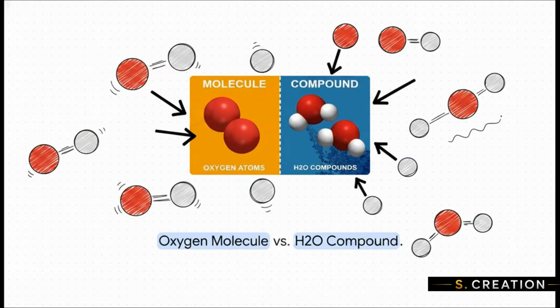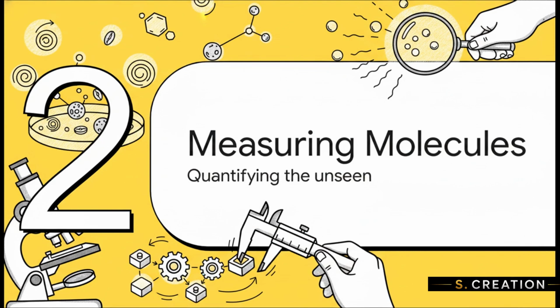The visual difference here is actually really striking. If you snap 2 identical oxygen atoms together, you get an oxygen molecule. But if you snap different atoms together, say 2 hydrogens and 1 oxygen, you get a totally different life-saving compound, water.